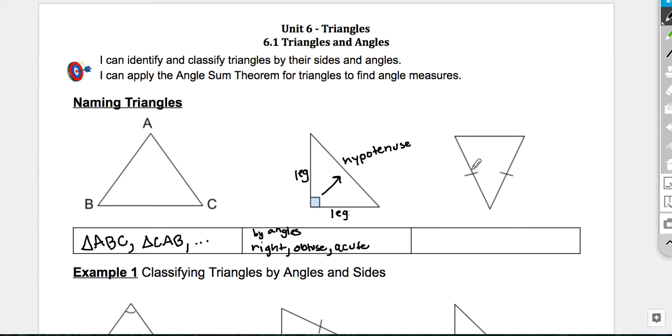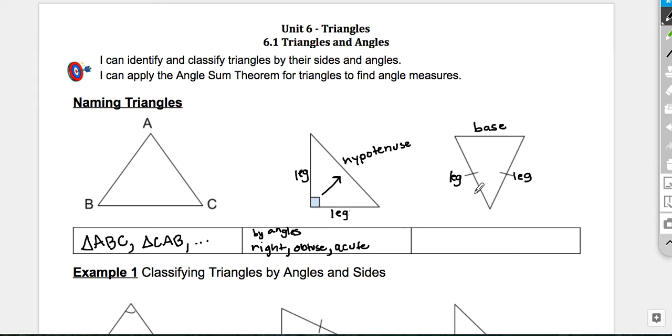Now we're looking at something where these markings mean that these sides are congruent. So if we have two sides that are congruent, that's called an isosceles triangle. In an isosceles triangle, the pieces that are congruent are called the legs. And then it can't be called the hypotenuse because the hypotenuse is only in a right triangle. So the other side is called the base. So we have the base and the legs.